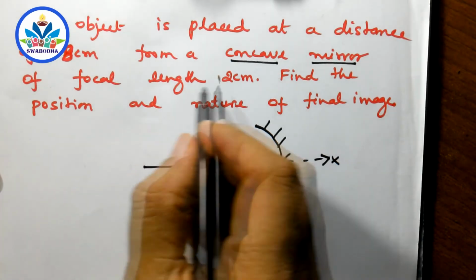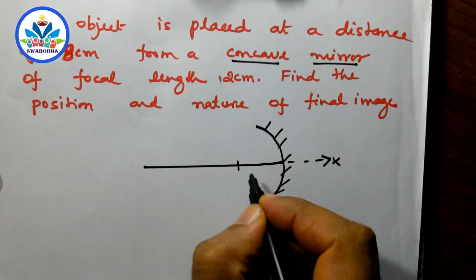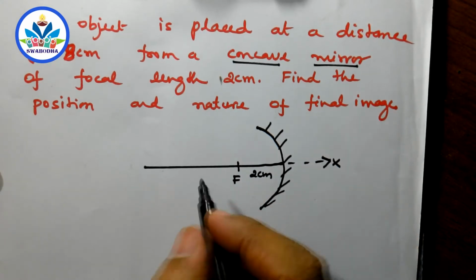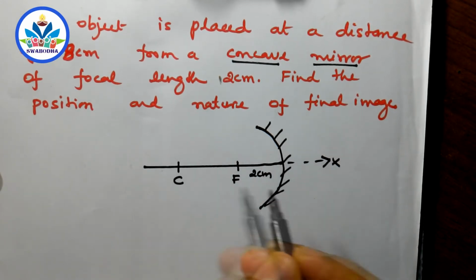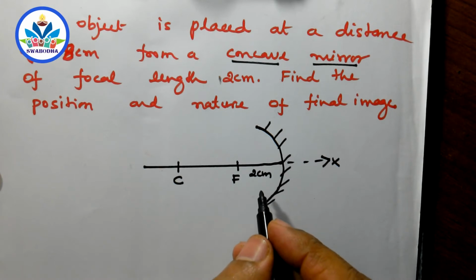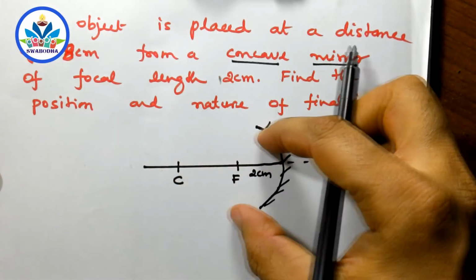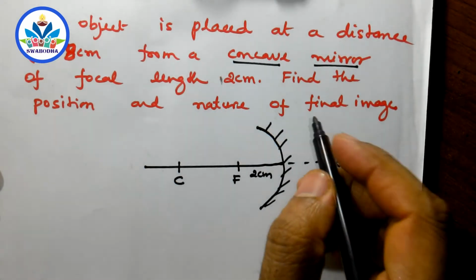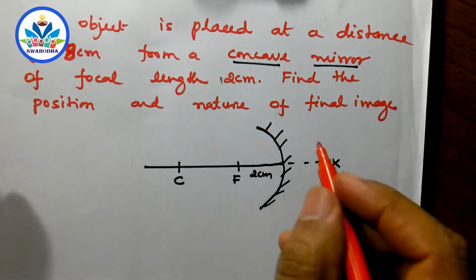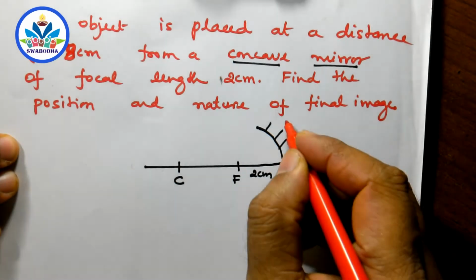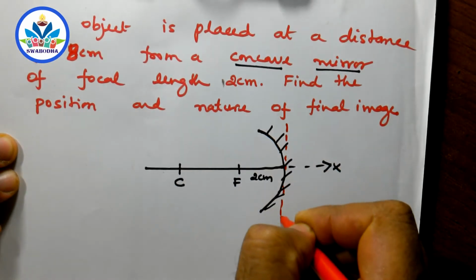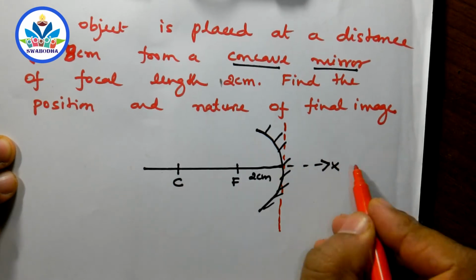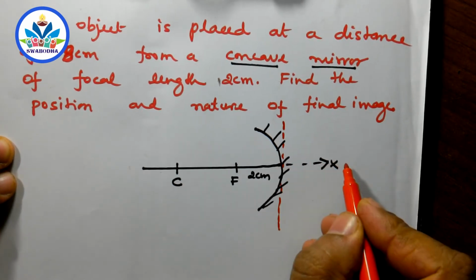Before that, you mark the focal length, that is 2 centimeters, and this is F, and our center should be at 4 centimeters. Now if you incident parallel rays to this mirror, after reflection they meet at focus. So I'll divide the whole diagram into a coordinate system. I will take a y dash axis and an x dash axis.